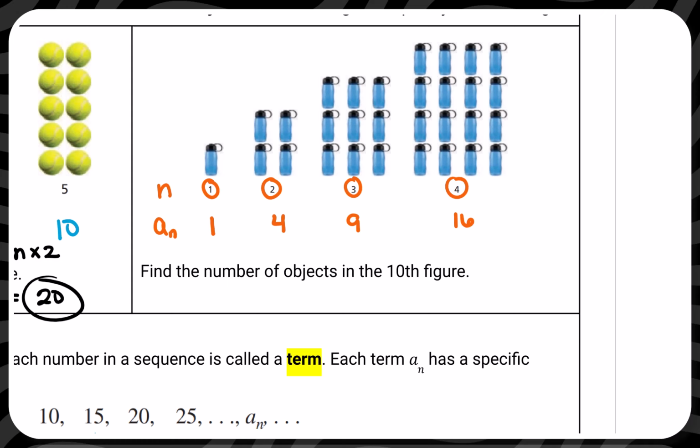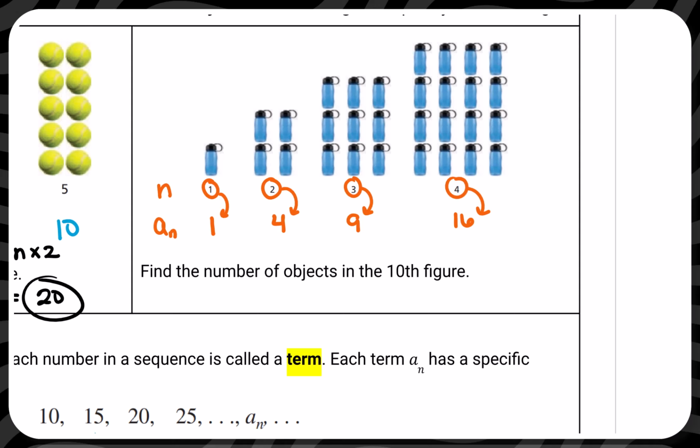So we need to figure out a relationship between n and a sub n. So our pattern is 1, 4, 9, 16. While you can establish a pattern between those numbers, one more time, you need to figure out what can I do to 1 to get 1? What do I do to 2 to get 4? What do I do to 3 to get 9? What do I do to 4 to get 16?